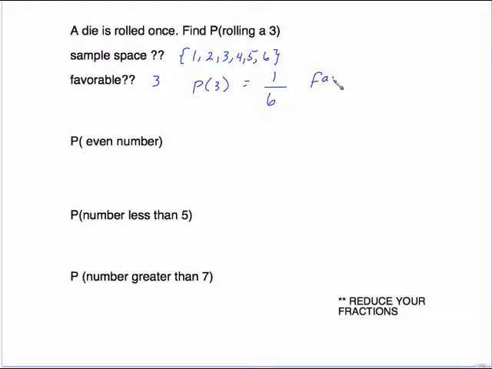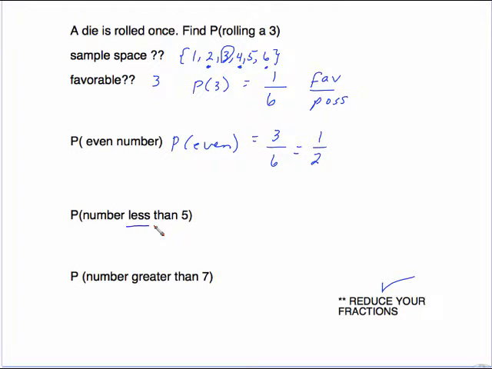In my definition, this is favorable over possible. The value that was favorable was this one right here. There was one of those. The possibility is that there are 6 things that can happen. So the probability of an even number, look up here and see which ones are even. 2, 4, 6 are even. That's 3 favorable out of 6. You always want to reduce your fractions. So 3/6 reduces to 1/2. A lot of your scientific calculators will do the reducing for you if you're not very good with fractions.